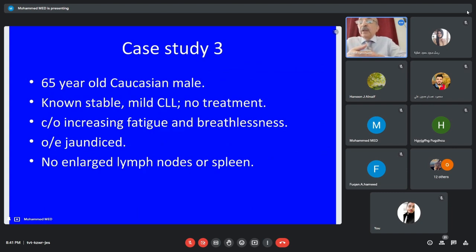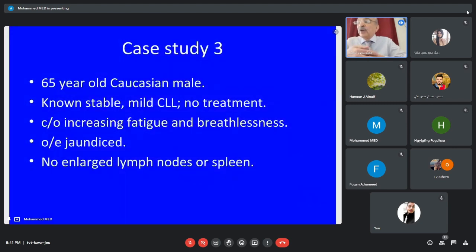This patient recently started complaining of increasing fatigue and breathlessness, and he was found to be jaundiced. This is an important symptom and sign. The symptom is the fatigue and the breathlessness, which indicates anemia.